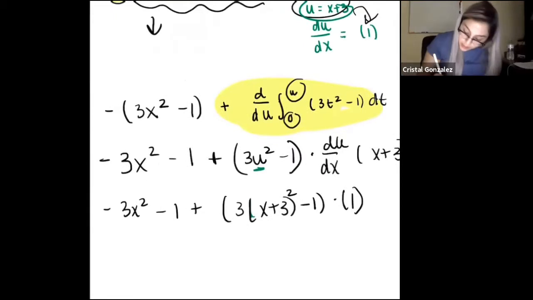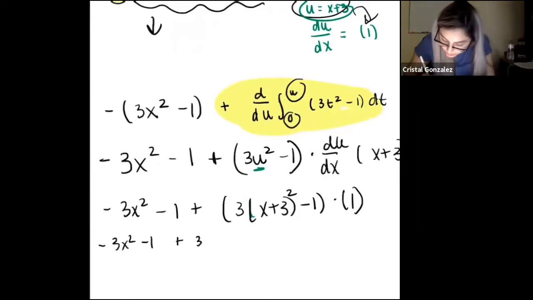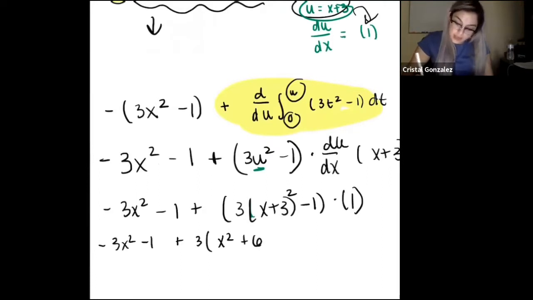We're going to get negative 3x squared minus 1. I'm just rewriting. And this is going to be plus 3 times, now I'm going to factor the x plus 3 squared out to get x squared plus 6x plus 9 minus 1. Okay, and now from here we could go ahead and distribute this 3.